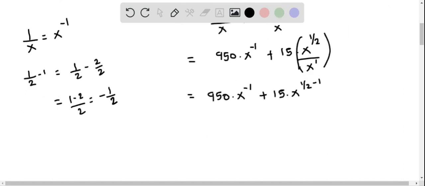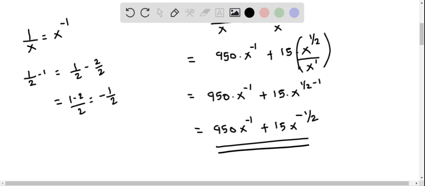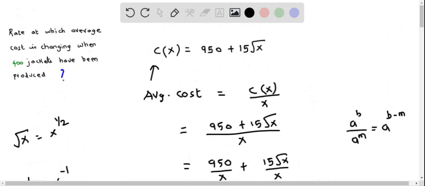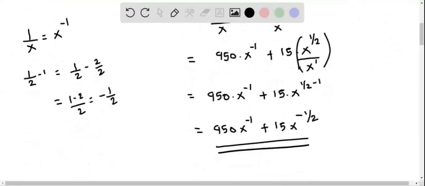So let's replace that. Therefore this equals 950 times x raised to the power of negative 1 plus 15 times x raised to the power of negative half. I specifically write in exponent form so that we can find the rate of the average cost function. So this is the average cost function, and in symbolic notation we can write this as C bar of x.